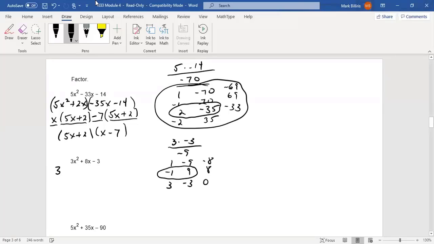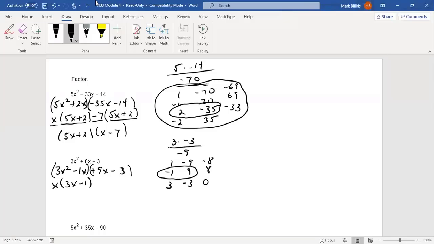So I have 3x squared minus 1x plus 9x minus 3. Factor by grouping. In the first group, nothing divides into 3 and 1. So I look at my variables. They both have an x, so I can take out an x. And when I do that, that leaves me 3x minus 1.